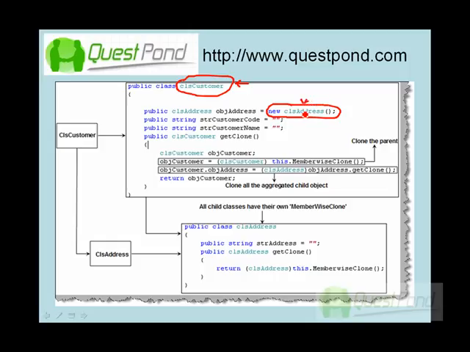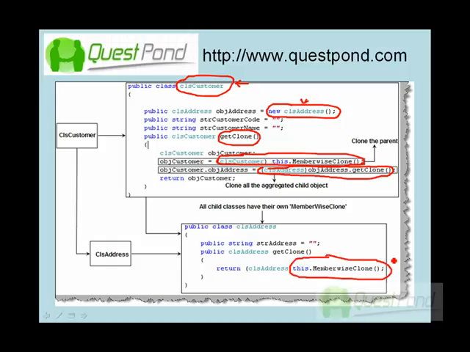shallow cloning. But now over here when I say get clone, the first thing that happens is it goes and clones himself, that is customer's member-wise clone. Then it also calls the address clone because we want to do deep cloning, and address has implemented its own member-wise clone method. So in this way every object implements its own cloning method, and the parent class calls, in a waterfall manner, all the child classes' cloning functions. So as soon as I say get clone, first it will clone himself, second, it will also go and clone all its aggregated objects.